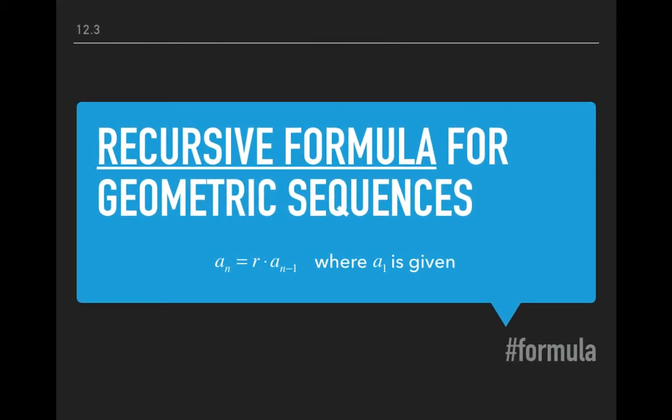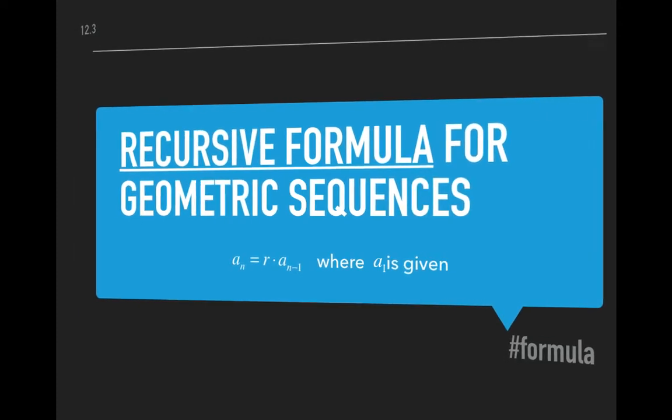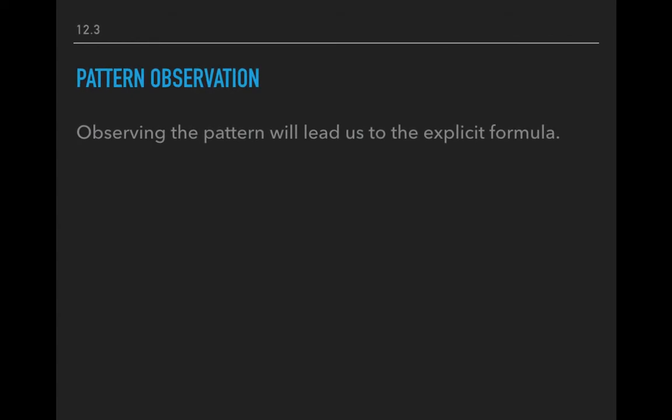The recursive formula for a geometric sequence is just going to be the ratio times the previous term, and you have to know your first term. Very similar to what we've seen before with recursive formulas. So I want to work through this so that you can actually discover the explicit formula. We're going to look at the pattern here. Let me show you what I mean.